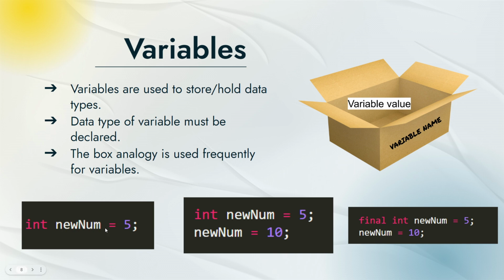So as a quick review, the way you declare a variable is you declare the data type int, you write the name, it can be any name, and you say equals, and you type the value that the variable holds.